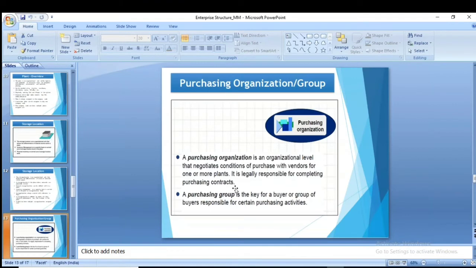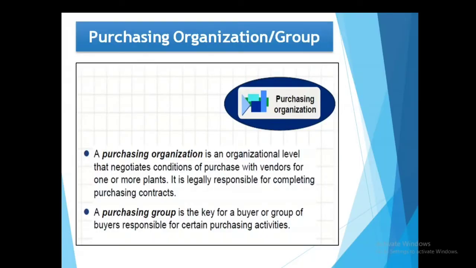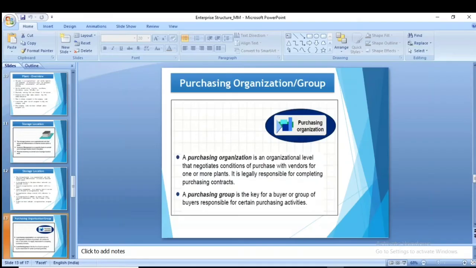Okay. So this is the purchasing organization. Basically they are responsible for purchasing activities. Now what is a purchasing group? A purchasing group is the key for a buyer or a group of buyers responsible for certain purchasing activities. That means in the purchasing department there will be a lot of people, right?